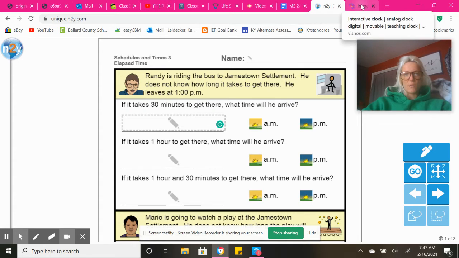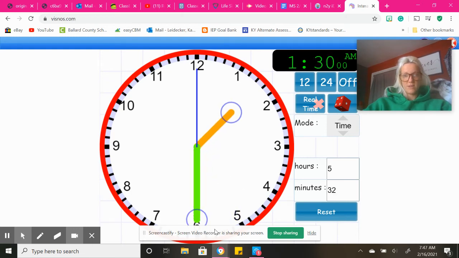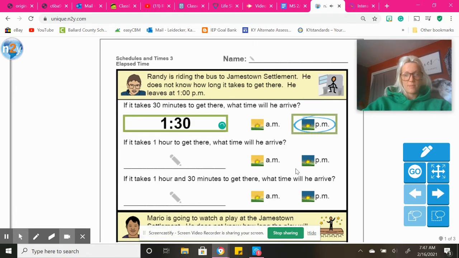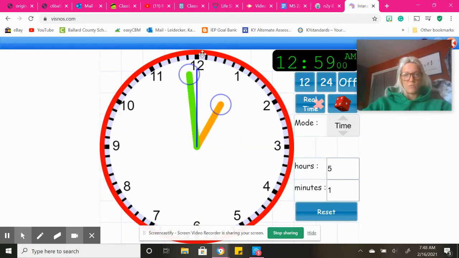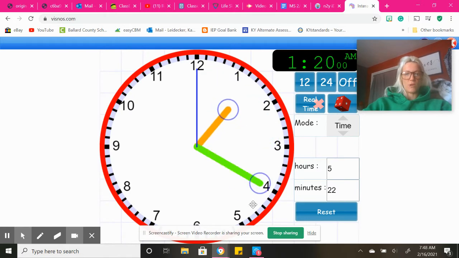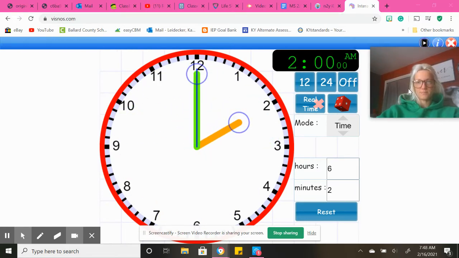Okay, so if he gets there at 1 and it takes him 30 minutes, so that's 5, 10, 15, 20, 25, 30. So he would get there at 1:30. That would be PM. If it takes 1 hour to get there, what time will he arrive? So again, go back to 1 o'clock because that's when he leaves. And if it takes him 1 hour, that's all the way around. It would be then 2 o'clock.